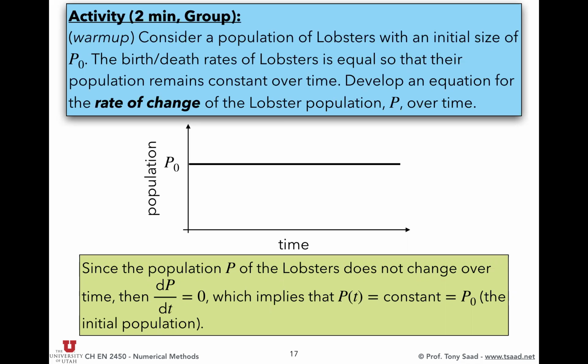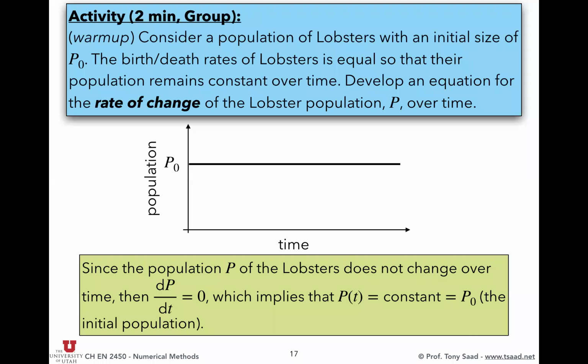So I want you to pronounce it correctly. Rather than delta P, you should be specific and say dP by dt. Now, delta P is strictly reserved for numerical methods. So I would rather use dP by dt, or partial P by partial t as we go to partial differential equations. But in this case, you should say dP by dt is equal to 0, which implies that P of t, the solution to this ODE, is equal to a constant, and that's equal to P0, the initial population.